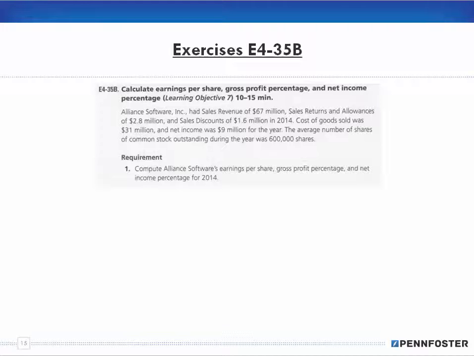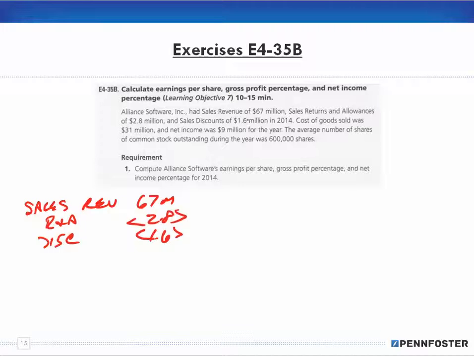Right, so this last problem that we have to do for the exercises is 4-35. It says here, Alliance Software had revenue of 67,000, returns and allowances of 2.8, and sales discounts of 1.6. So immediately, in my mind, I'm thinking, okay, what's my net sales revenue? Because I know that I have sales revenue of 67 mil, returns and allowances of 2.8, and discounts of 1.6. This is just what I'm thinking about as I'm reading the problem.